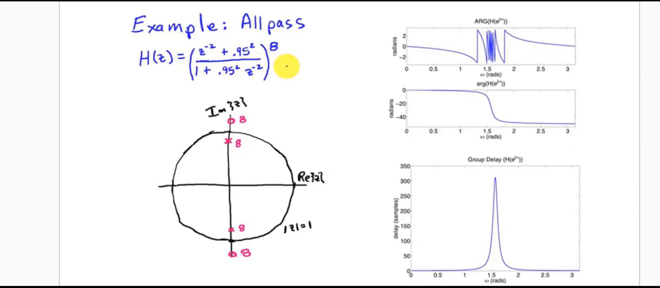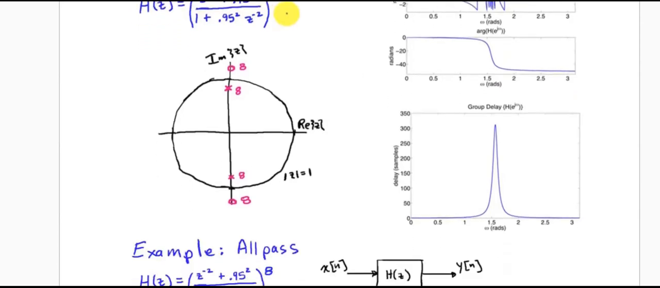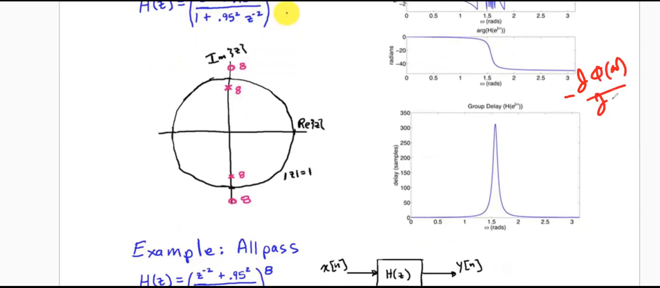Okay, now how can you find the group delay of these all-pass filters? Very simple. You need to take minus d phi(omega) divided by d omega, and that is the group delay, which can be denoted as tau. It is nothing but the negative rate of change of the phase. So whenever the phase is sharply falling, the group delay will sharply rise to some value.